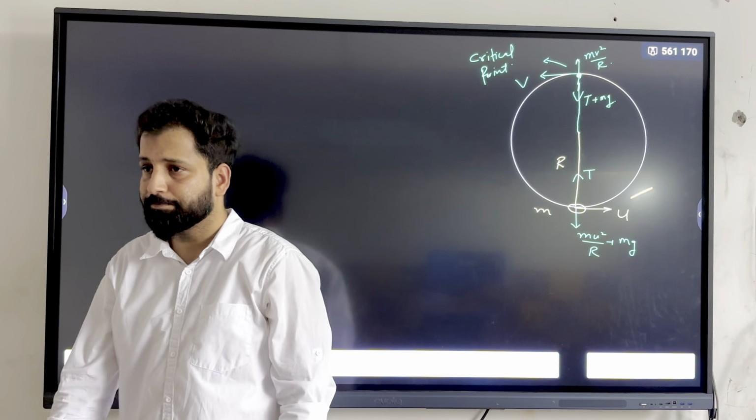We can do a practical about this, that we will have a string, we will have a ball attached to it, then we will see that the body is moving, there will be some tension in the string. So the tension in the string should be greater or equal to 0 for completing this circle. So for the vertical circle to complete, tension should be greater or equal to 0. Where? At the critical point or at the maximum position.